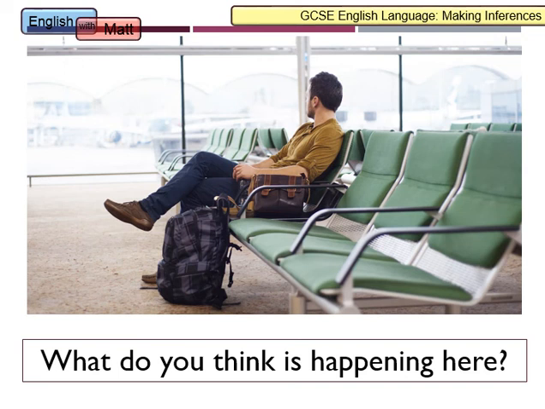So inference is all about being able to interpret something without having to be told it explicitly by the writer. So none of those images showed us any words, but we're able to use our own experience and our own interpretive skills to work things out for ourselves. And that's what inference is.